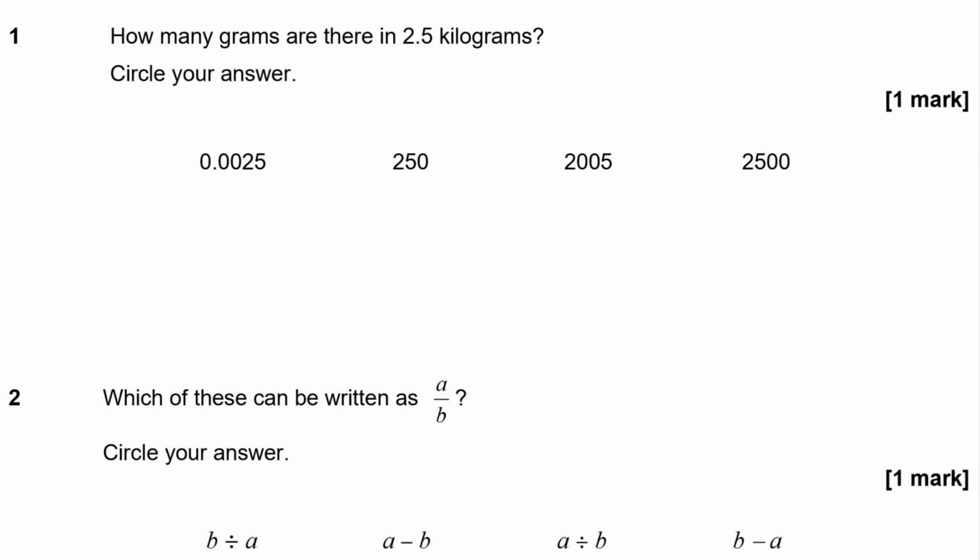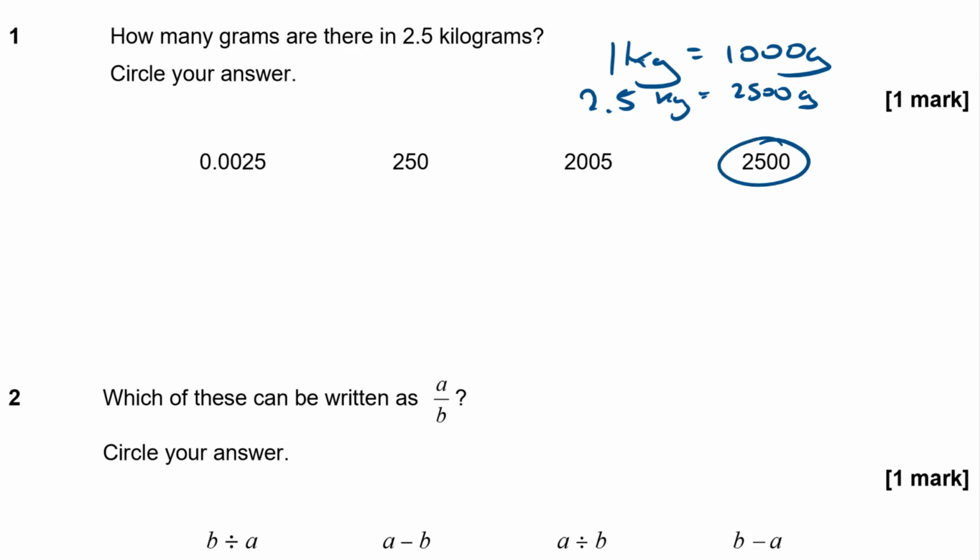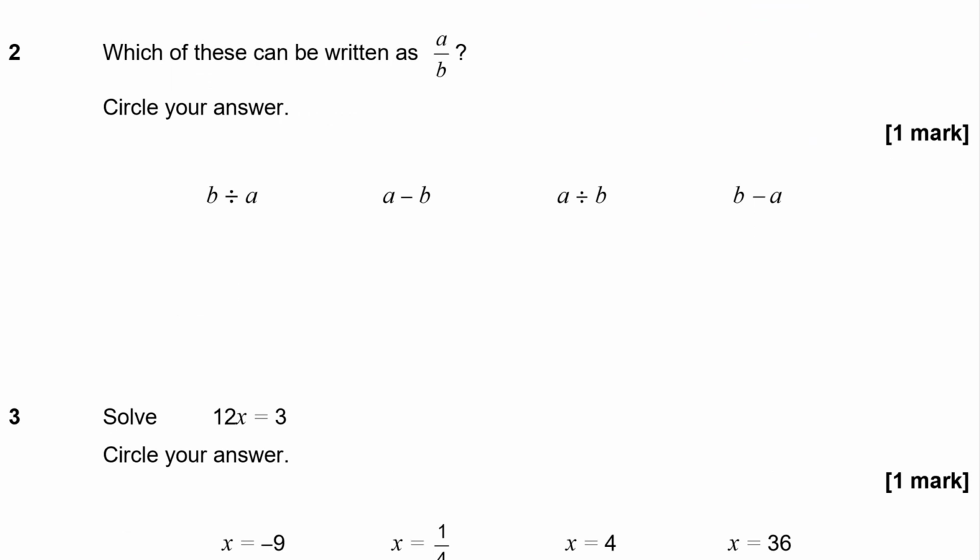Question 1. How many grams are there in 2.5 kilograms? Circle your answer. Well, I know that 1 kilogram is 1,000 grams. So 2.5 kilograms is going to be 1,000 times 2.5, which is 2,500, isn't it? It's going to be that. Okay, question 2. Which of these can be written as A over B? Circle your answer. Well, A over B is literally A divided by B, isn't it? So it's that one there.